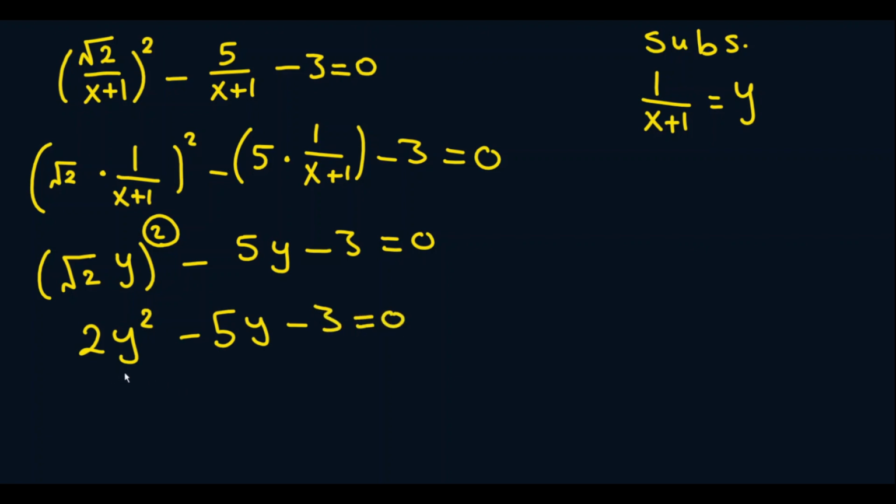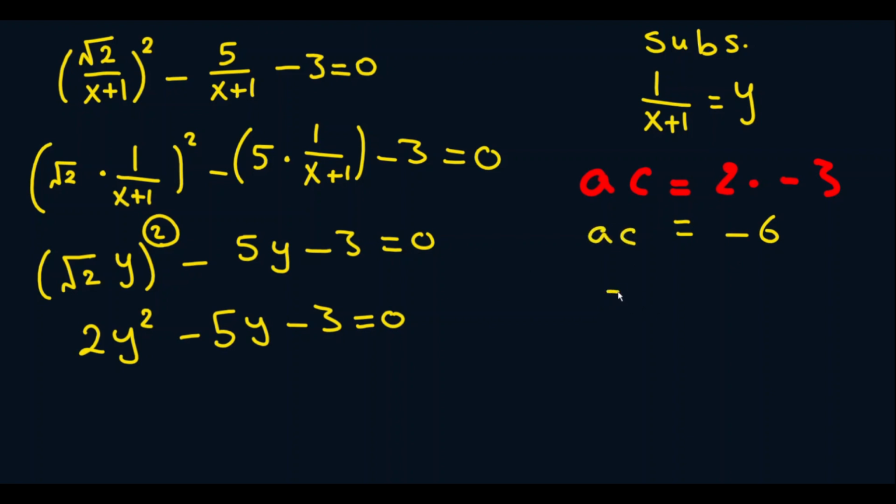Now we need to factor this quadratic equation very normally. Looking at the numbers, a is the coefficient of y squared, b is the coefficient of y, which is negative 5, and c is negative 3. Here we're going to factor by grouping, but before that we use the AC method, which I explained well in my last video. So a times c is 2 multiplied by negative 3, which equals negative 6. This is our AC.